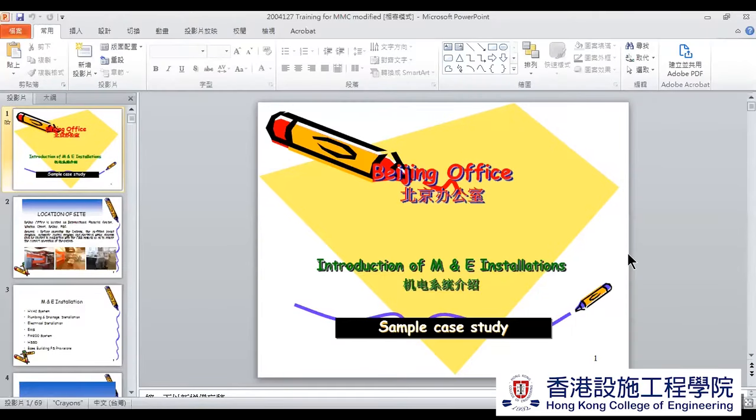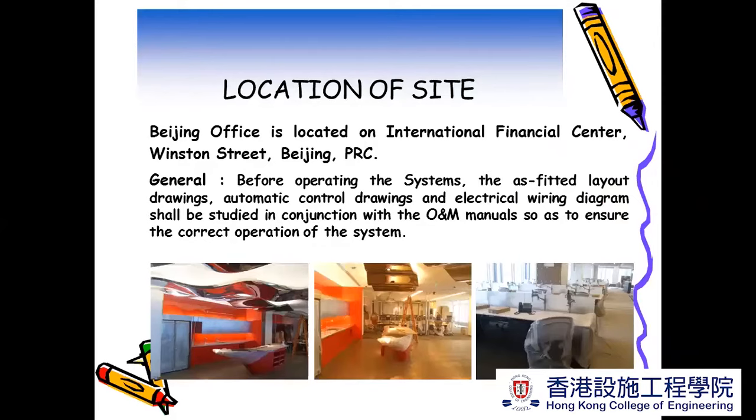So this is a case where we have a small data center inside a building which does not belong to our client, but belongs to the building developer, right? So let's see how it goes. The office is in the International Financial Center in Beijing. And remember, before we are able to operate and maintain the systems, as-fitted drawings, automatic control drawings, an electrical wiring diagram, and a maintenance manual must be available for the correct operation of the systems.